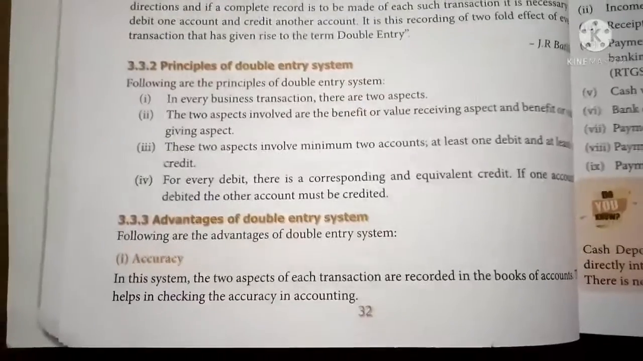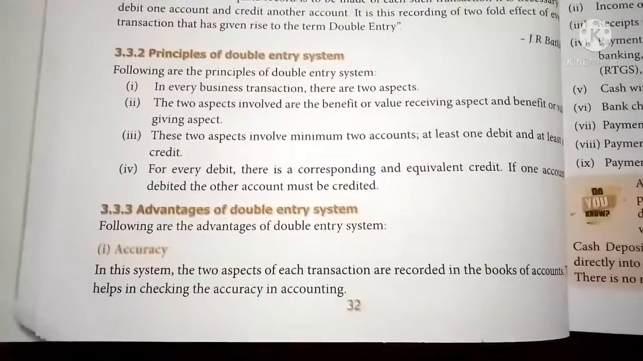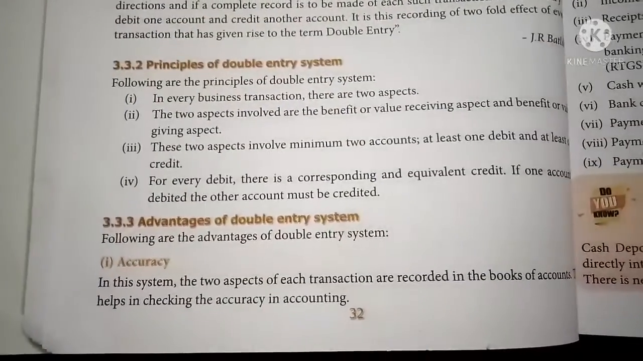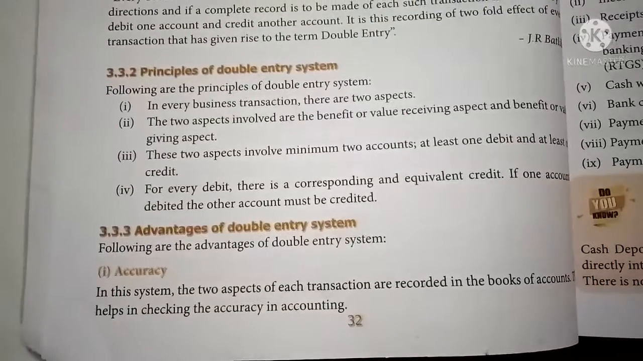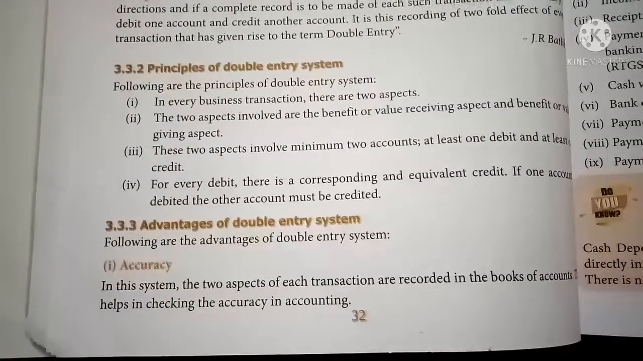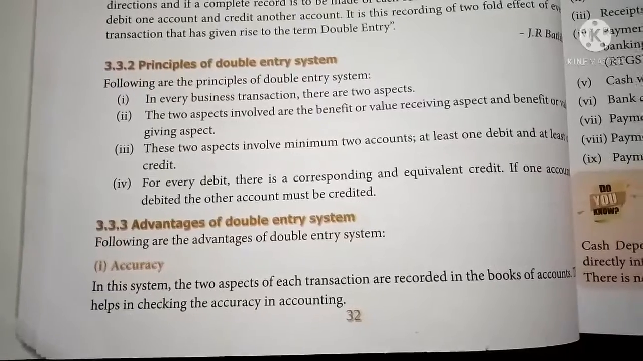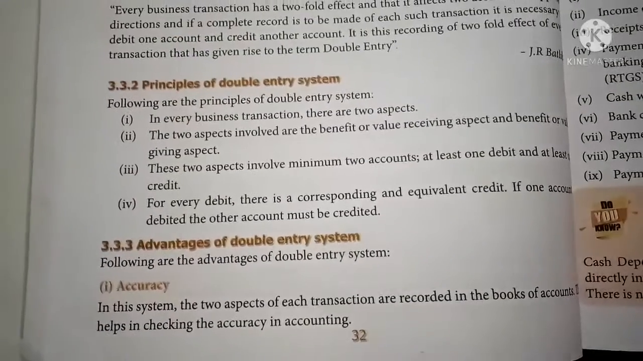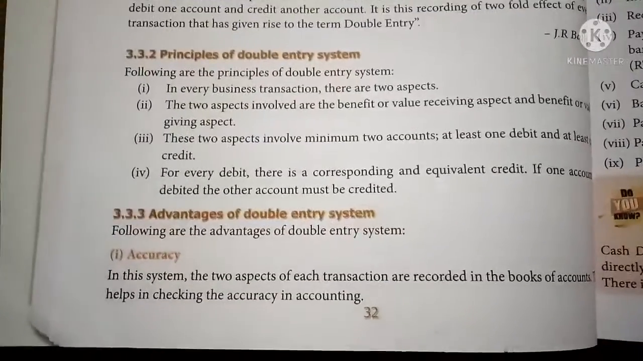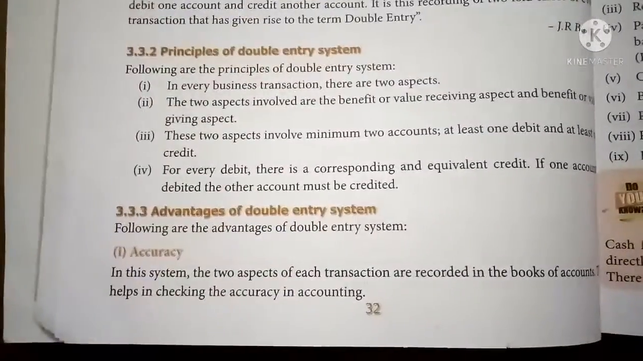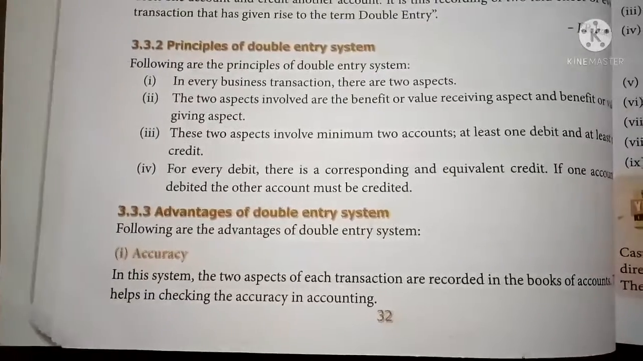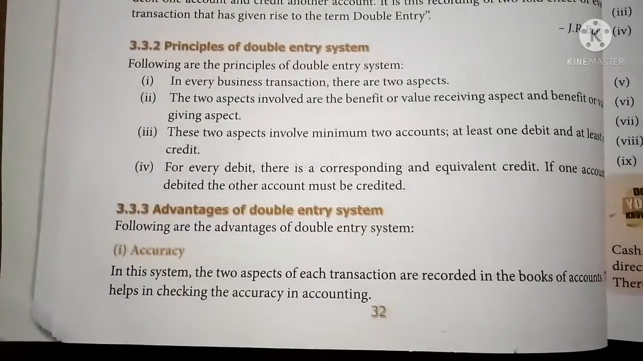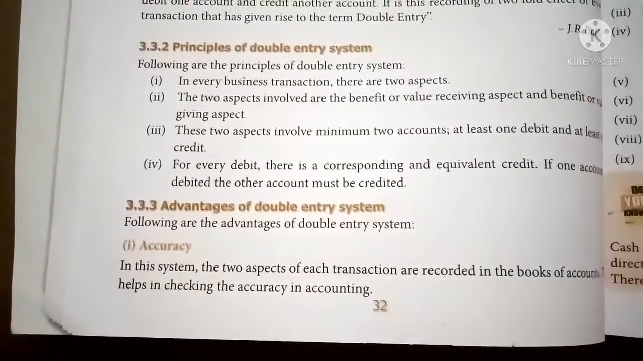The advantages of the double entry system of bookkeeping, number one, accuracy. In this system, the two aspects of each transaction are recorded in the books of accounts, so it helps in checking the accuracy of accounting. In the case of the double entry system, both aspects are to be recorded, so the accuracy of the accounts can be checked easily.